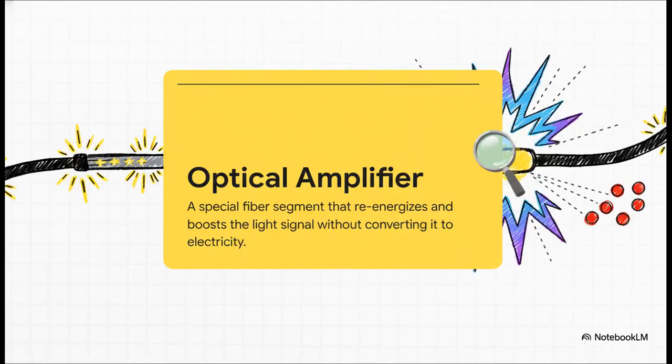But the solution they came up with is brilliant. Every 40 to 60 miles or so along the cable, the signal passes through what's called an optical amplifier. It's basically a special piece of fiber that gets pumped with its own laser. As our weak signal comes through, it gets re-energized, boosted back up to full strength, and sent on its way. And the best part? It never has to slow down and convert back to electricity. It's a direct power-up for the light itself.